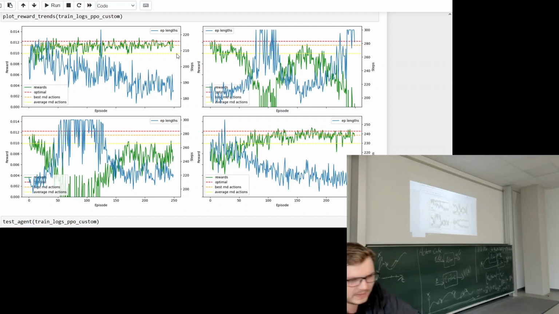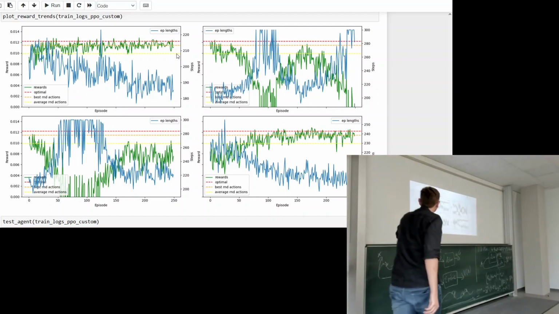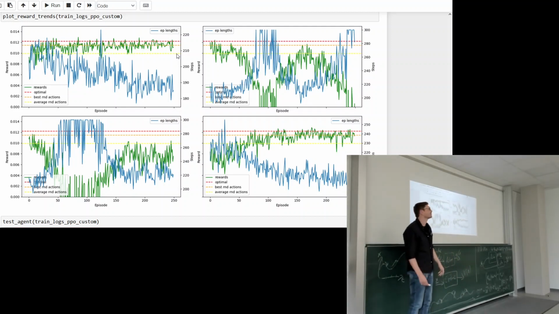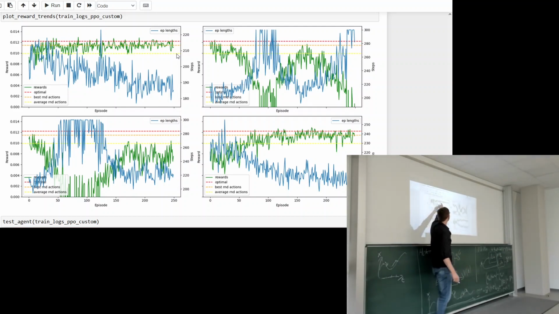Something that you already see here, a little bit at least, is very interesting. Remember, the red line was the computed optimum, right? There should not be something better than the analytical optimum. And yet still we see that in some episodes, we get a reward or an outcome that is actually better than that.